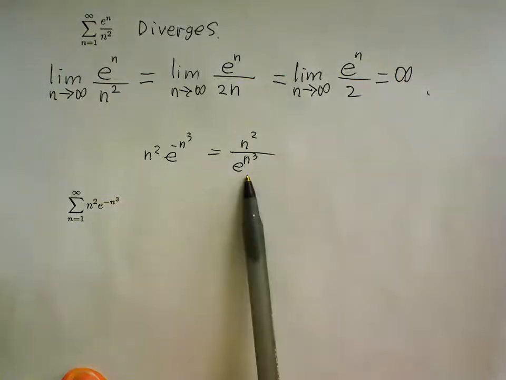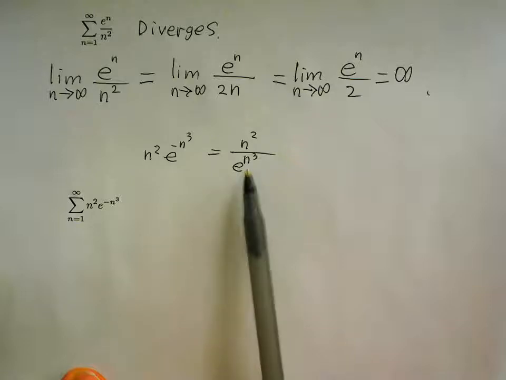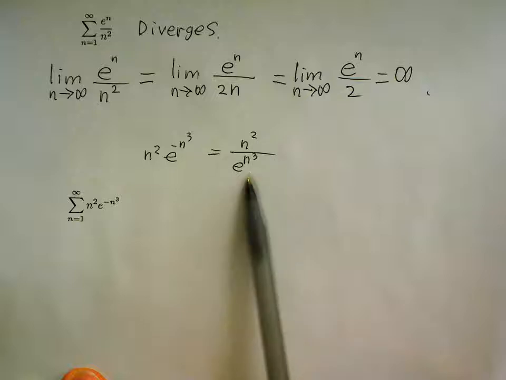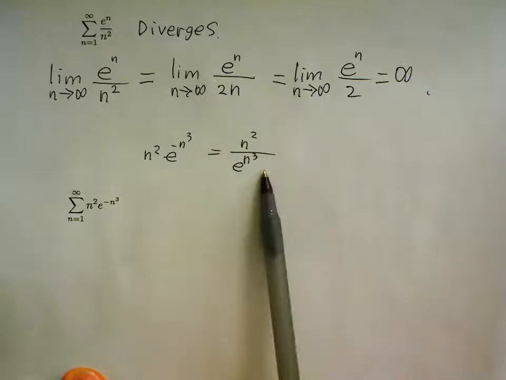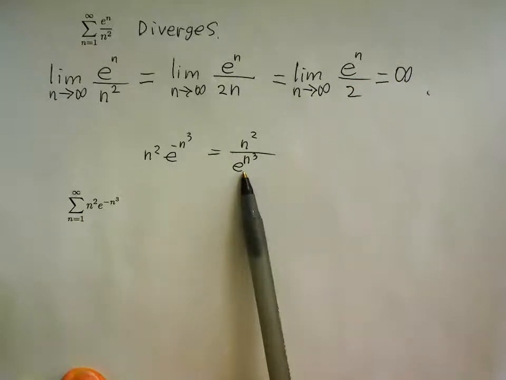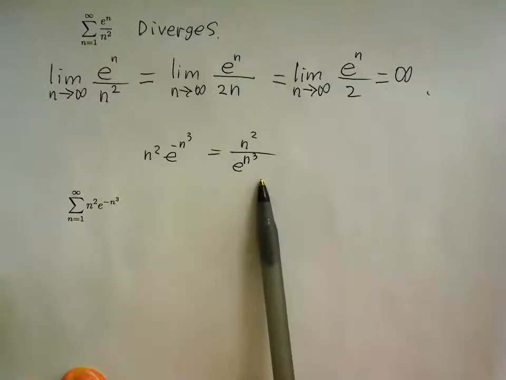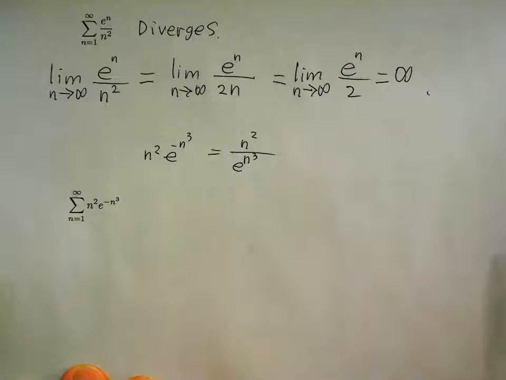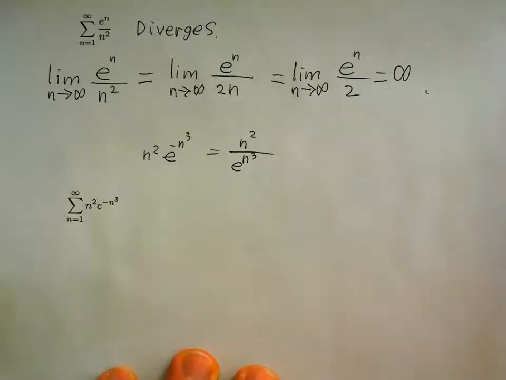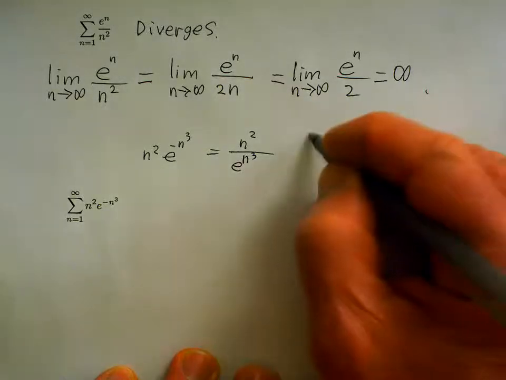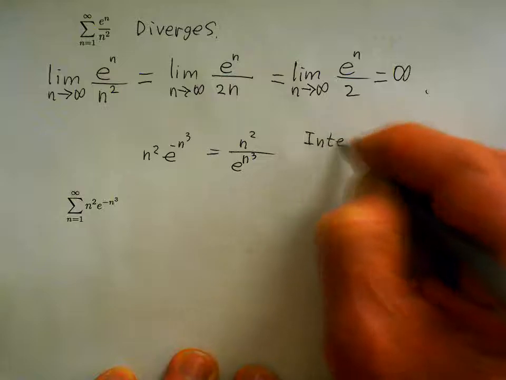So these terms are positive for n greater than or equal to 1. And the denominator gets bigger faster than the numerator, so as n increases, the terms decrease. So I'm thinking that the integral test will work for this one.